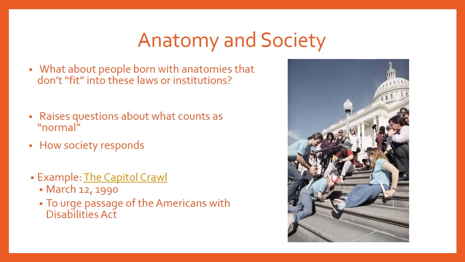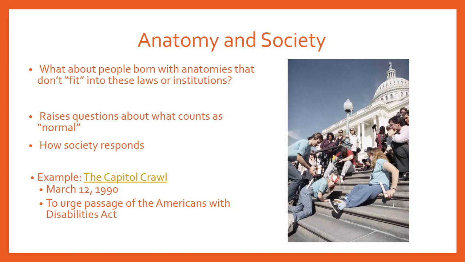But what about people born with anatomies that don't quote unquote fit with the social rules, even if they are statistically rare? Society can try and ignore them until it's forced to change, as you see with the example of the Capitol Crawl, in which Americans with disabilities descended on the Capitol without their mobility devices to show that this building is not accessible in order to urge the passage of the Americans with Disabilities Act.